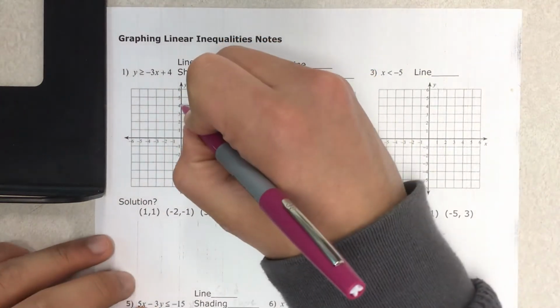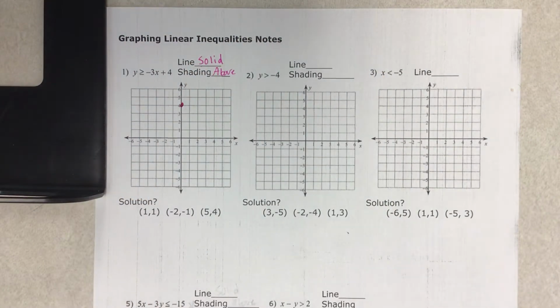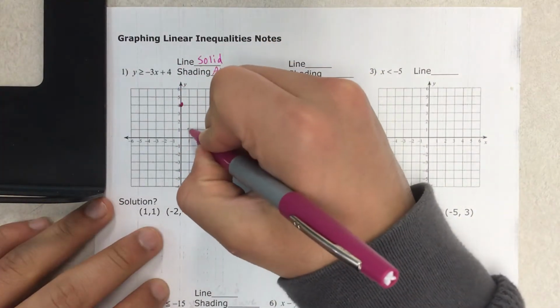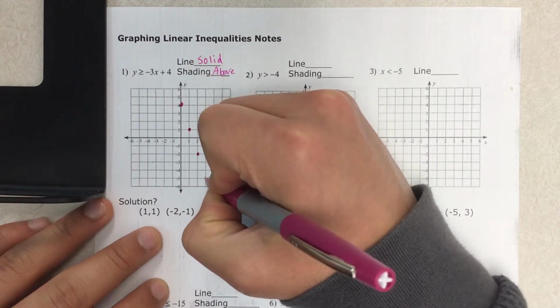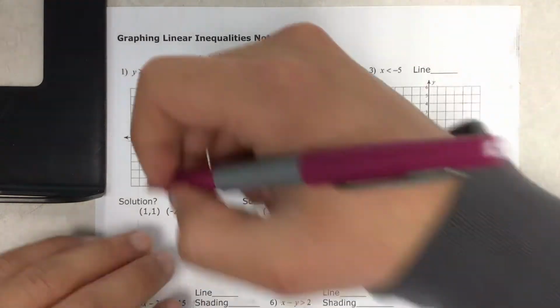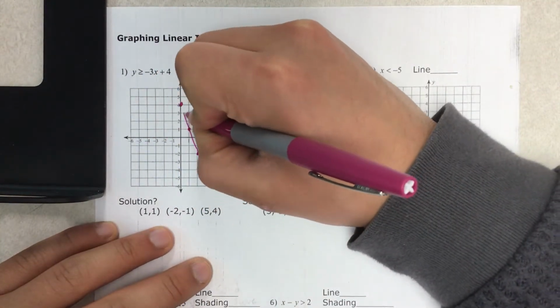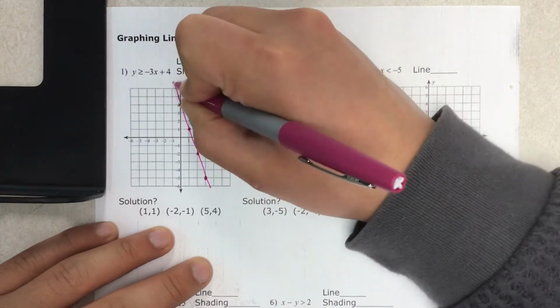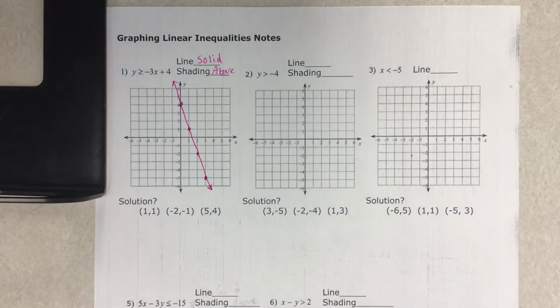I'm going to graph that right here. And I'm going to use my slope of negative 3 to go from one point to the next. So I'm going to go down 3 over 1, down 3 over 1, down 3 over 1. Okay? And now it's a solid line, so I'm going to connect all these points as straight as I can with a solid line. Just like that. Okay? So that's what the solid line means.